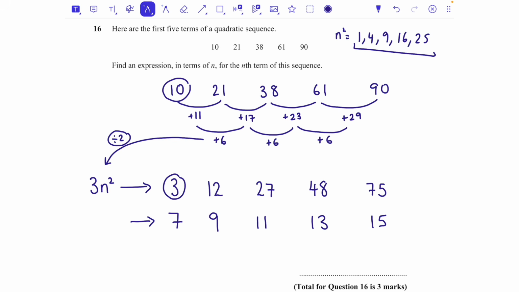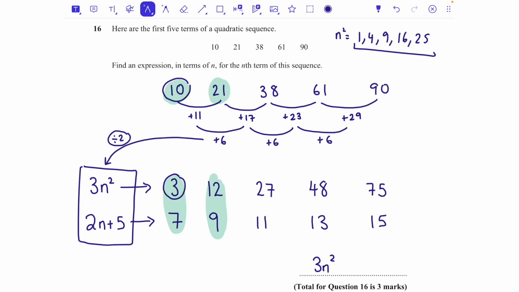So this nth term is this. What is the nth term here? This is the 2 times table, but made 5 bigger. So this is 2n add 5. And if I collected these two together, so 3 and 7 would make us 10. 12 and 9 would make us 21. So therefore, combining these two nth terms is going to give us our answer: 3n squared add 2n add 5. That is your answer for 3 marks.